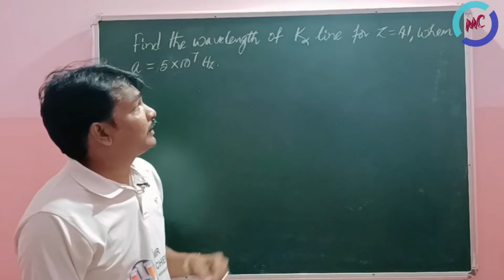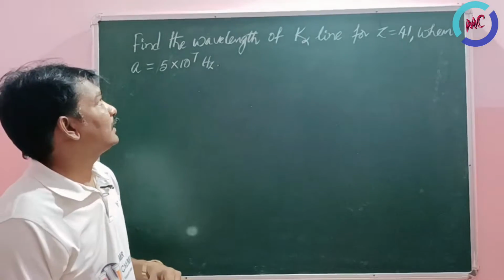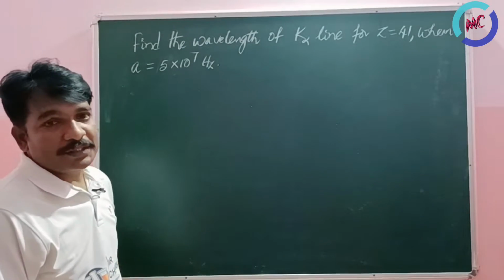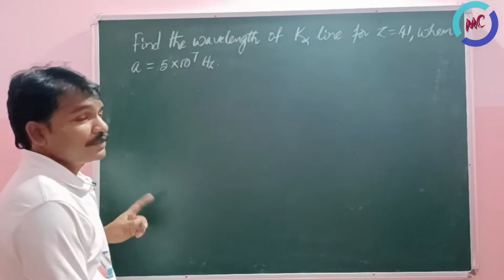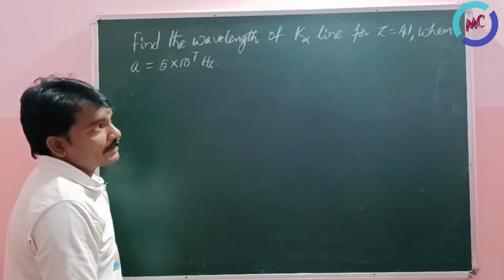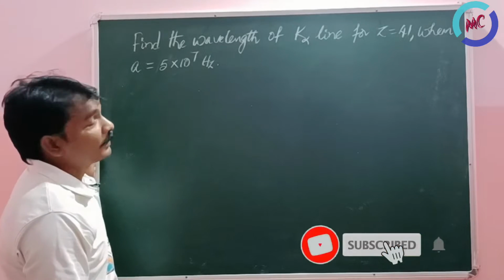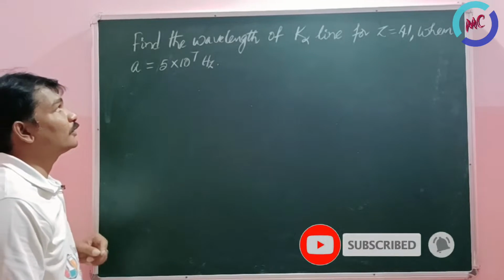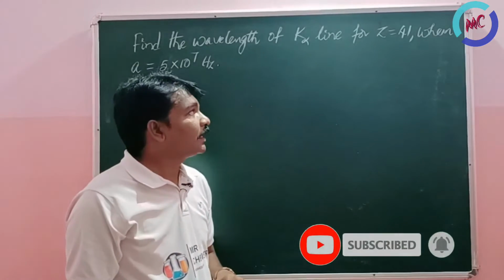And see here, there is a calculation. We have to calculate this based on Moseley's expression. Once you check this one: find the wavelength of K alpha line for Z equal to 41 when A is equal to 5 into 10 to the power of 7 hertz.